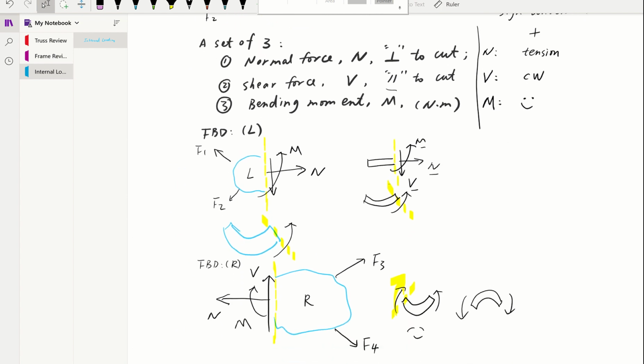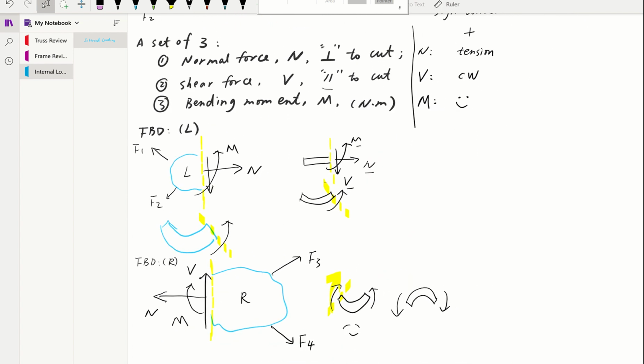How do we draw internal loadings? In the next video, we'll show you, using an example, how we actually solve internal loading.